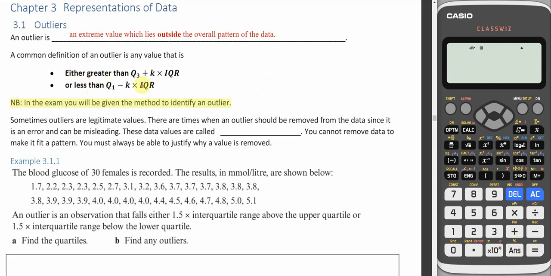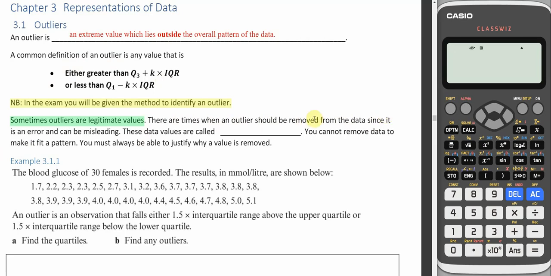This is not the only way of working out outliers. It could be anything. So you could be given any calculation and be expected to run with it, use it to find the outliers. Sometimes outliers really are legitimate values. What you mustn't do is, if we identify an outlier, get rid of it straight away. We don't do that. There are times when an outlier should be removed from the data. That's if we discover that it was an error. So that should definitely be removed from the data.